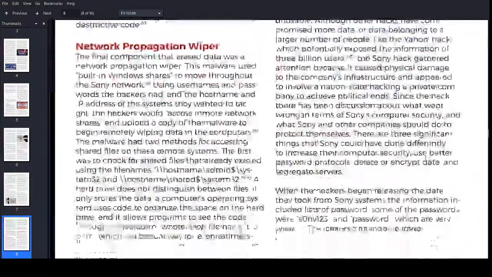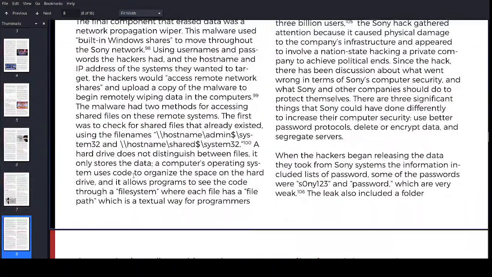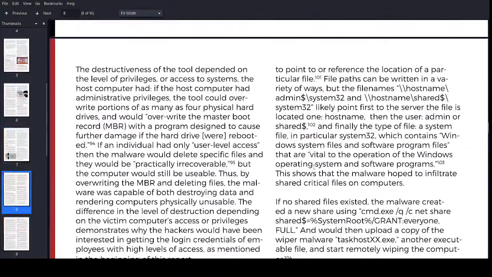So this actually explained a very interesting way to look at a hard drive. I guess let's read it again. A hard drive does not distinguish between files. It only stores the data. A computer's operating system uses code to organize the space on the hard drive and allows programs to see the code through a file system, where each file has a file path, which is a textual way for programmers to point to or reference the location of a particular file.